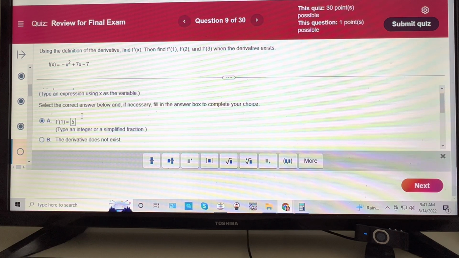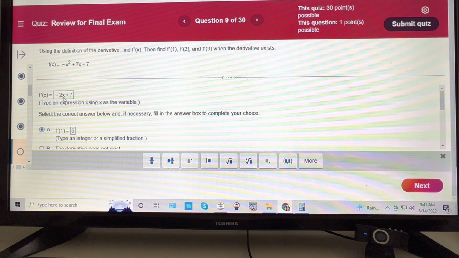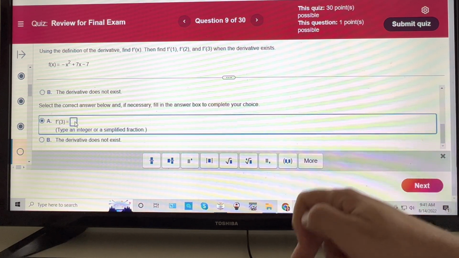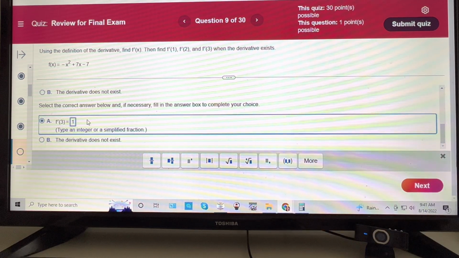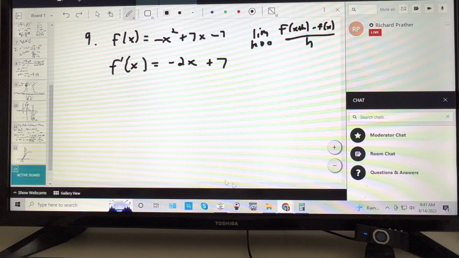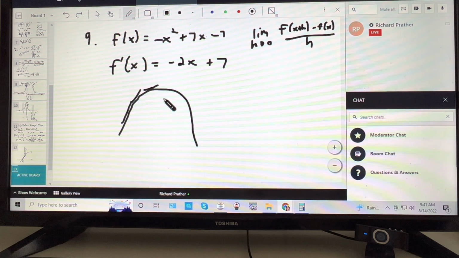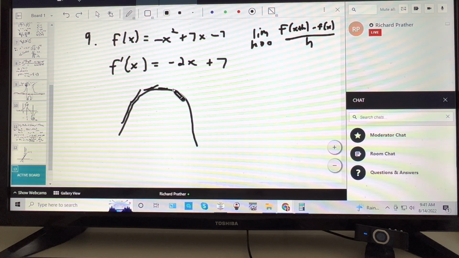Plug 3 in. Negative 2 times 3 is negative 6, plus 7 is 1. The graph is getting less and less steep. And that's what happens when you have an upside down quadratic. You're getting first a positive 5 slope, then a positive 3. Now we're at a positive 1. If we kept going, it would be 0, and then it would turn around and be negative after a while.